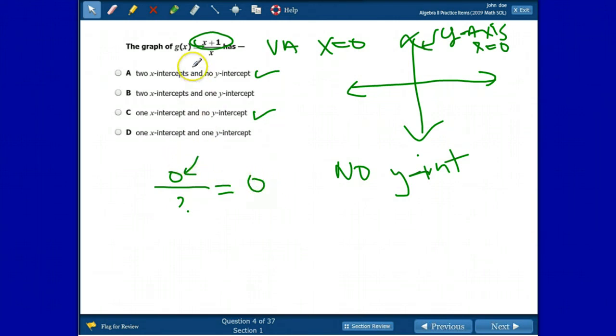So what I'm going to do is think about x plus 1 being equal to 0. That's true. X is going to be negative 1. That's only one intercept. That's where it crosses the x-axis, at negative 1. So that would be this choice right here. If you don't want to go through all this math, you can go look at the graph, and we'll look at that in a second just to show you.